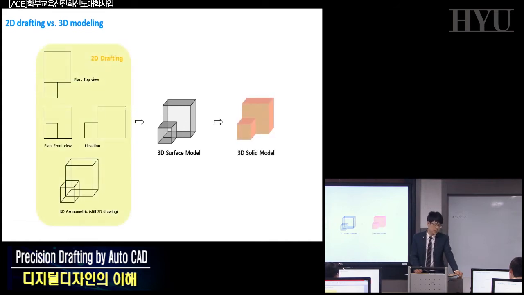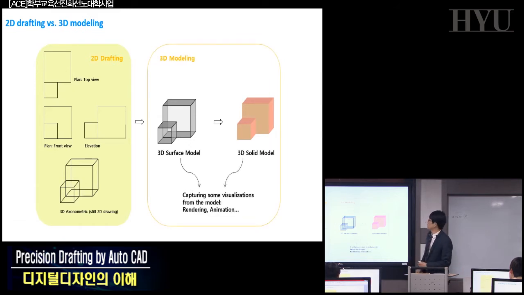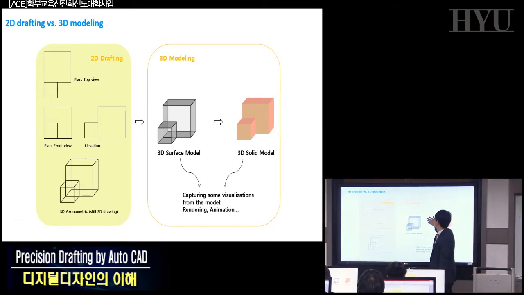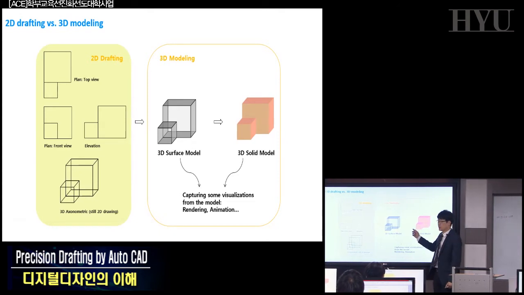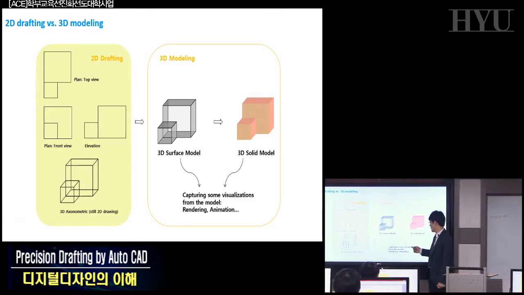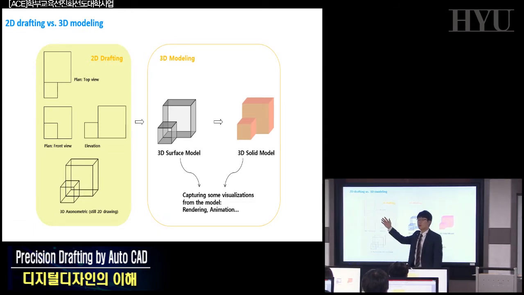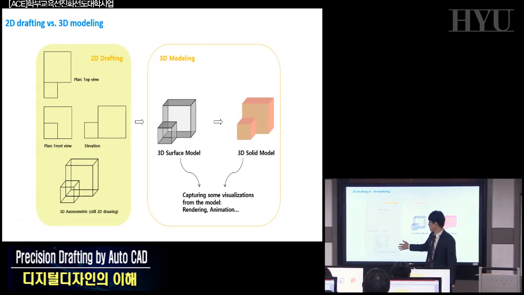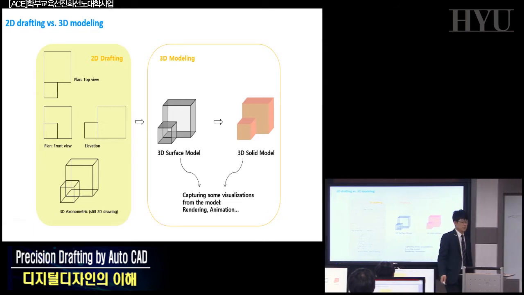Solid model, same. But 2D drafting versus 3D modeling, even if an entire 2D drafting set can be extracted from a 3D model, capturing some visualizations from the model, rendering animations, including those kinds of plans. Anyway, they are still important because 2D drafting is still one type of industry standard.